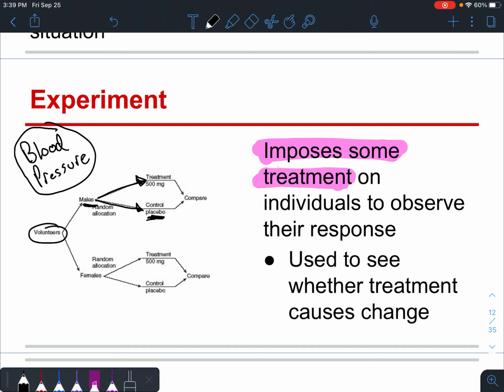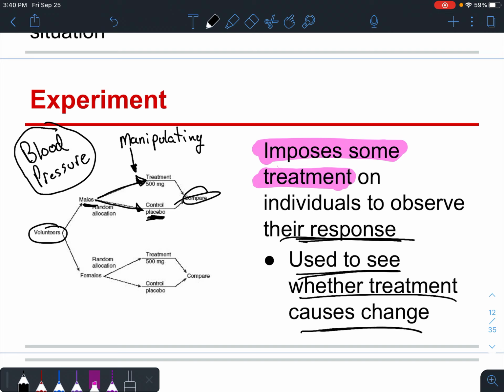And we'll get into experiments. That's a chapter 3 thing. But just for now, see that right here, we are manipulating the situation to see what we have and what the response is. So this is going to be used to see whether some treatment is going to cause change. And the success or lack thereof of that blood pressure medication, when all is said and done, is going to be a big ticket for the movement of that blood pressure medication into the masses.